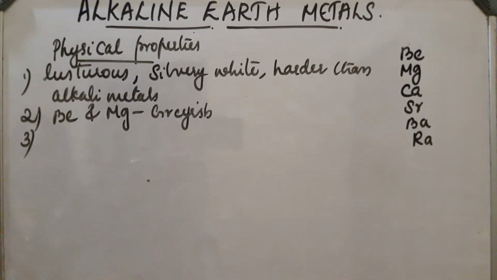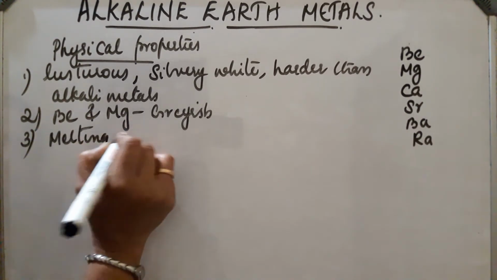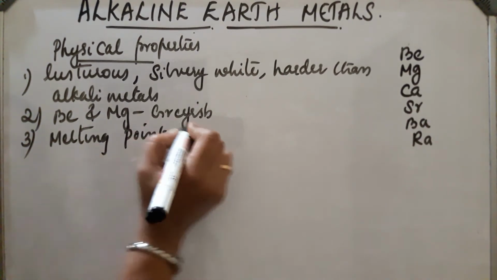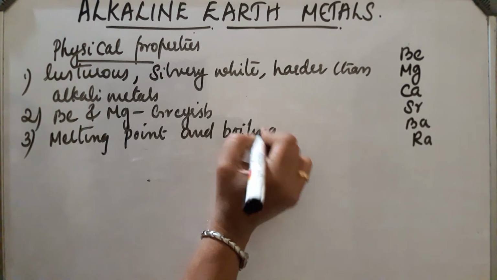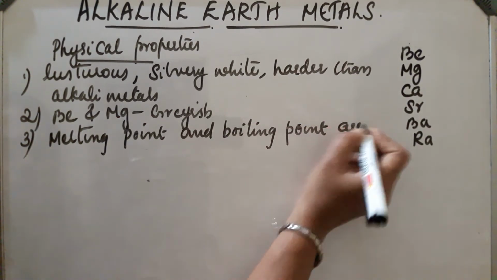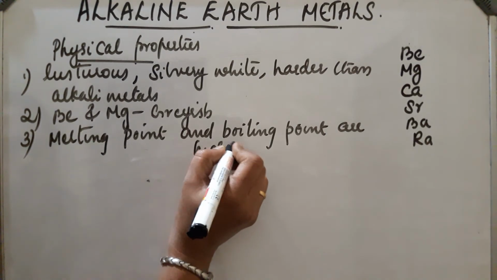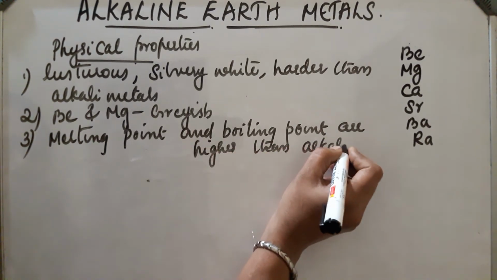Now their melting point and boiling point. What about their melting point? Melting point and boiling point are higher than those of alkali metals because of their smaller size.